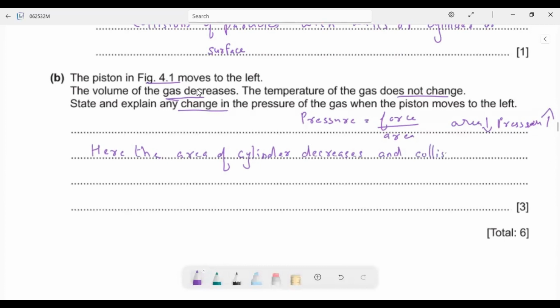And the collision per unit area increases. And finally, the pressure increases. The area of the cylinder is decreasing. When the area is small, the collision between the particles will be more. Collision per unit area increases and the pressure also will increase.